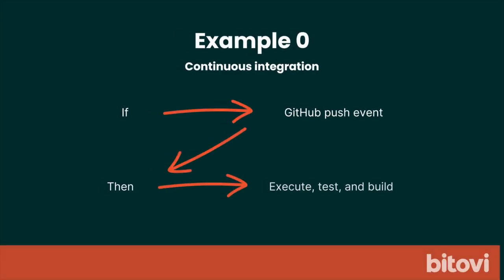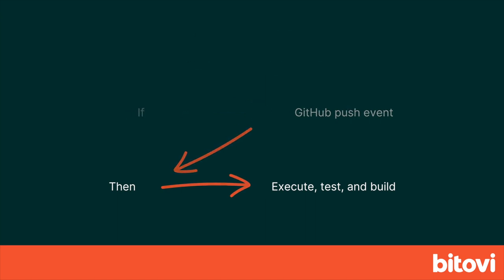As an example, if we're looking at continuous integration, and we have a lot of examples here just because of how powerful StackStorm is. For continuous integration, if something like a GitHub push action happens, so somebody pushes to their GitHub repo, then StackStorm, having a sensor, would pick that up and act upon it based on some sort of rule, and the acting upon it would be calling down to a workflow or an action. So if a GitHub push event happens, then we're going to execute test and build.